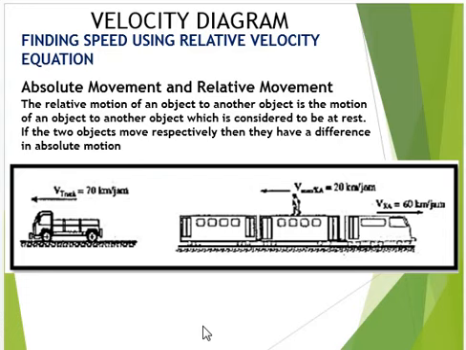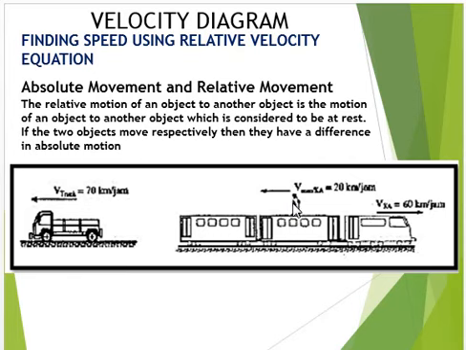Look at the illustration below. This has absolute motion and relative motion. By definition, the relative motion of an object to another object is the motion of an object when the other object is considered to be at rest. If two objects move respectively, then they have a difference in absolute motion. For example, in this illustration, a person is walking on a train.